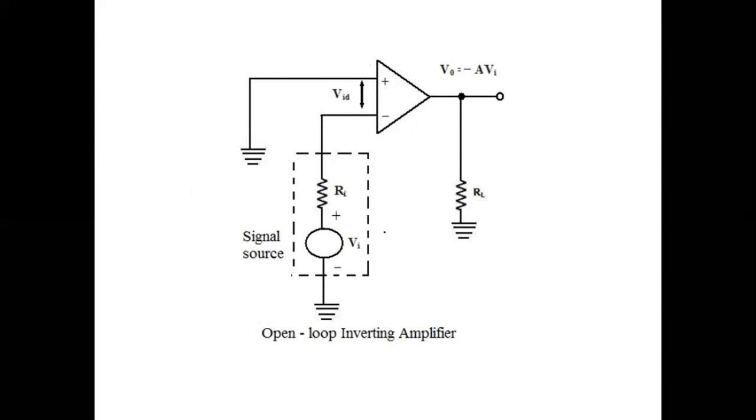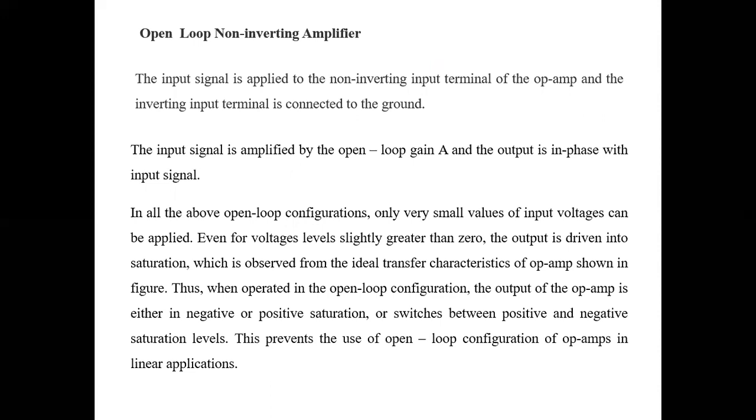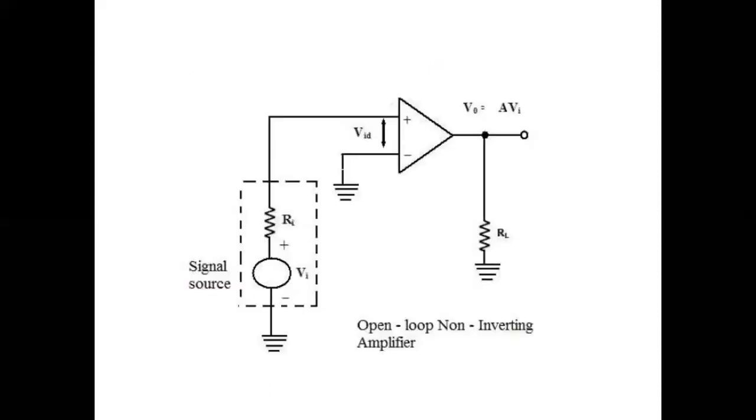Inverting amplifier means we give the input to the negative terminal, and the other terminal will be grounded. There is no feedback between the input and output. Now the open loop non-inverting amplifier: here the input is given to the non-inverting terminal, and the other terminal will be grounded.